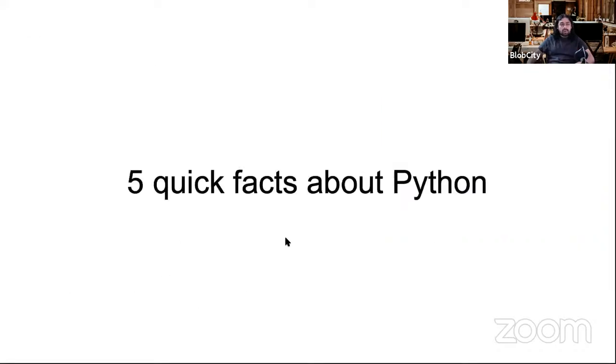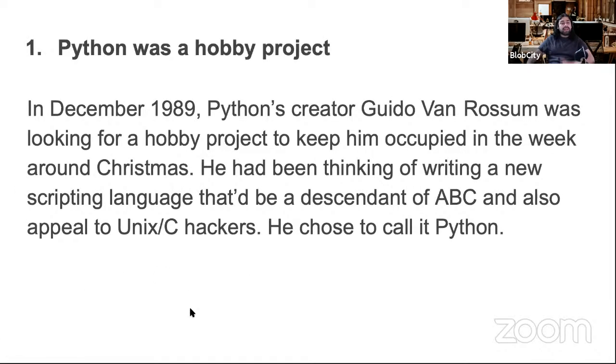So what that means is, let's look at some 5 quick facts of Python, right? Python was essentially a hobby project. In 1989, which is 2 years before its first release, Rossum was basically not doing anything during Christmas. He was essentially free during Christmas. So he was thinking about writing a new scripting language that was a descendant of ABC and would also appeal to Unix/C hackers. And he landed up choosing Python as a programming language which could replace ABC and be more advanced than ABC.